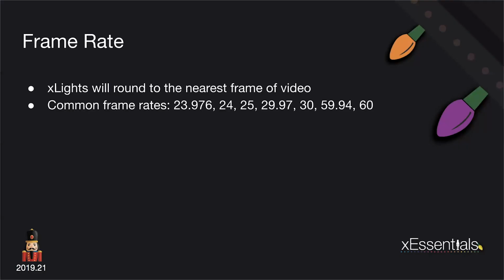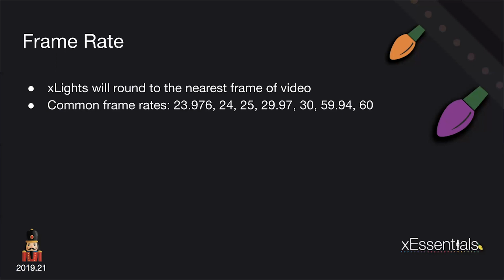So next is the frame rate. The way that xLights sees frame rate is it will round to the nearest frame of video. Now, I work in the broadcast world a lot, and I'm using NTSC, which is kind of the North American standard of video, which means I use 30 frames a second a lot in a lot of my videos. Some of these frame rates might look familiar. 30 frames per second.